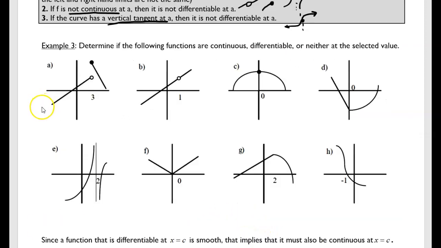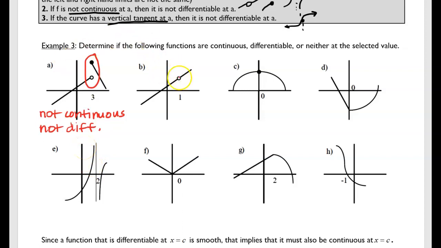Let's take a look at some graphs and decide if they're continuous, differentiable, or neither at the selected value. So in example A, I can see I'm looking at x equals 3. So right here, I notice there's a jump there. That means that automatically my function is not continuous. And if my function is not continuous, it cannot be differentiable either. I'm going to abbreviate here.